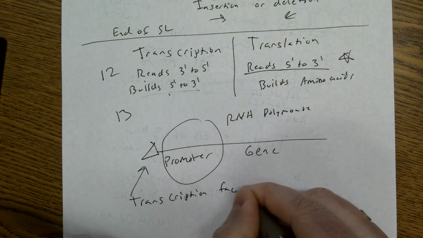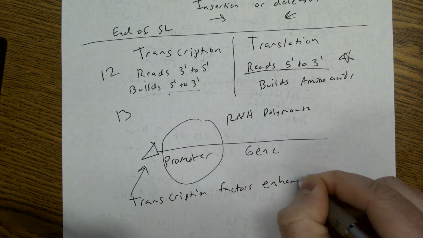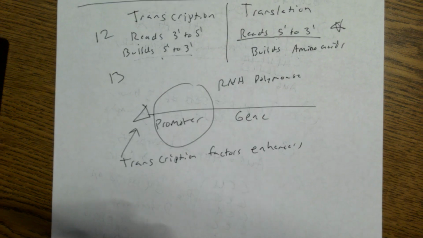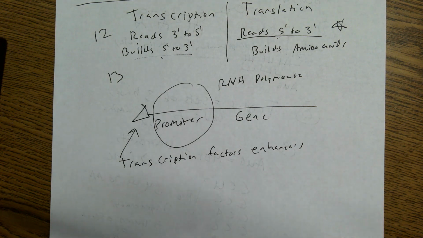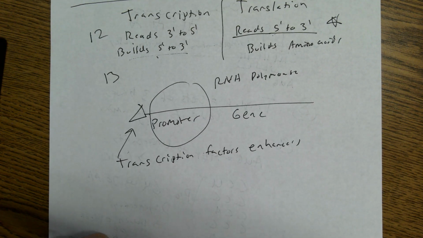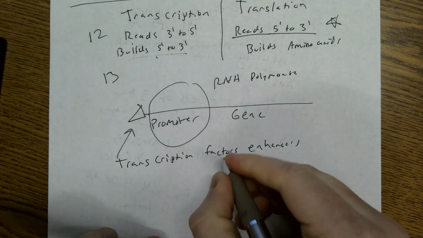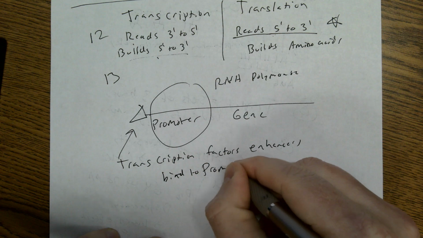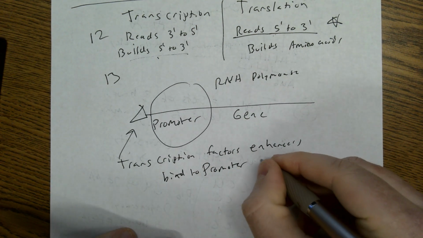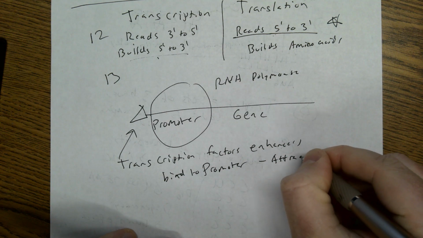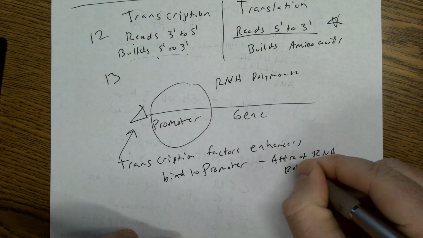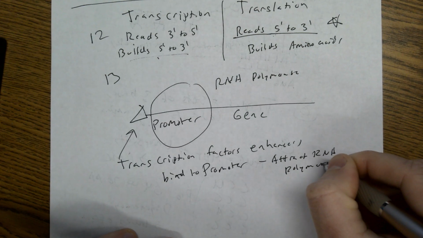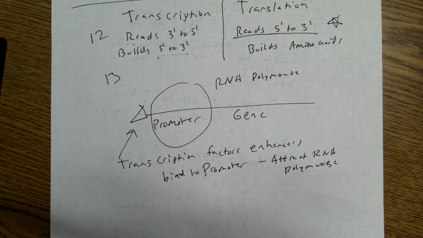And these transcription factors are often called enhancers, and they can enhance transcription. They do exactly what it sounds like. They activate transcription. So these transcription factors will bind to the promoter region, and they basically call over RNA polymerase. So they attract RNA polymerase to start transcription. And so that's how we start it.